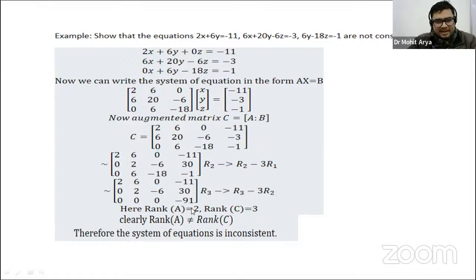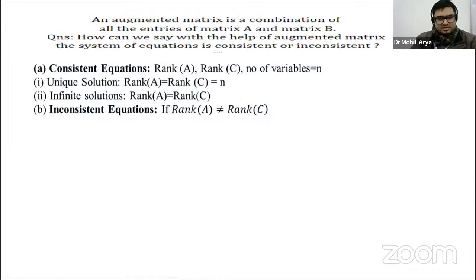But for the entire augmented matrix, the transformed matrix, the number of non-zero rows is 3. So here we see that the rank of A is equal to 2, and the rank of C is equal to 3. Clearly, rank of A is not equal to rank of C. Therefore, the system of equations is inconsistent. As we discussed before, if rank of A is not equal to rank of C, meaning the rank of the coefficient matrix is not equal to the rank of the augmented matrix, then the system of equations will be inconsistent.